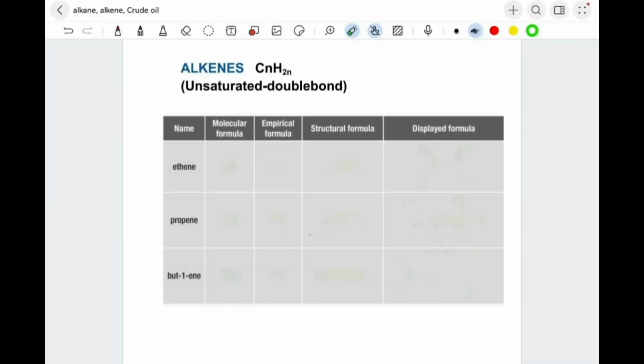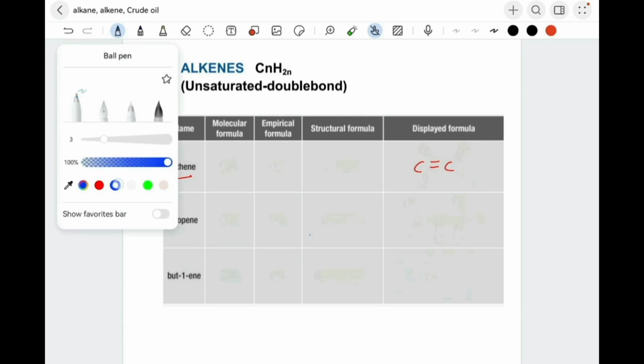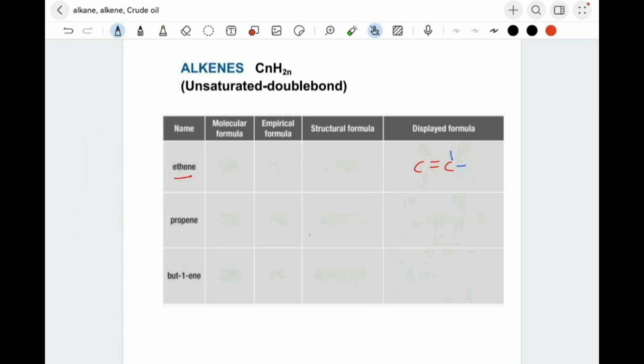Alkenes have a general formula CnH2n. It has a double bond and hence we call them unsaturated compounds. Let's move to a displayed formula. It needs at least one double bond. So it starts with ethene, 2 carbons with a double bond. So now fill the remaining part with hydrogen. The left side already has 2 bonds, so it needs 2 more and fill it with hydrogen.